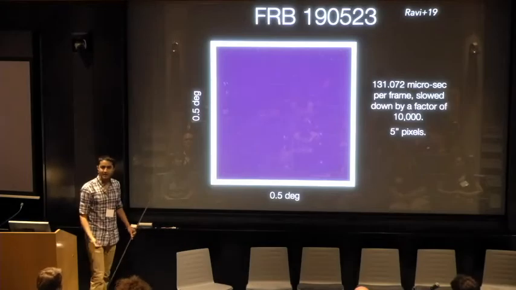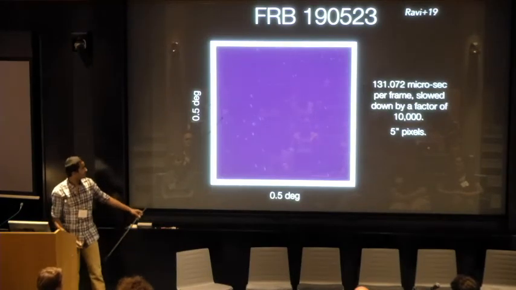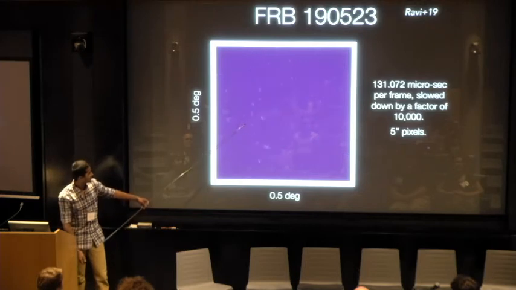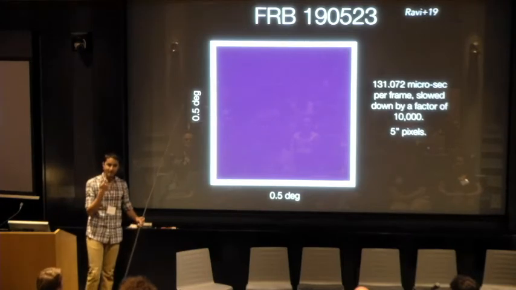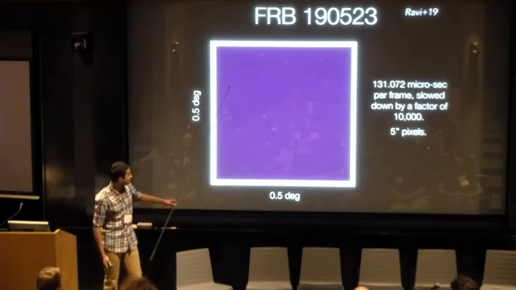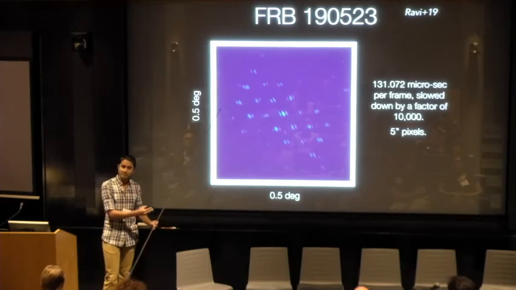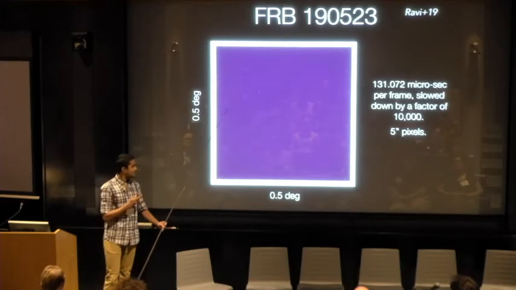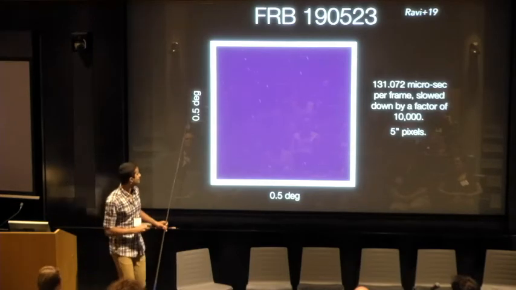And so we saw an FRB in the middle of 2019. You can see on loop the pulse appearing in this image. The image is rather large with 5 arc second pixels, and it's at 131 microsecond time resolution per frame. So there are about 4 frames where the pulse is evident. The system works. That was the main message there.